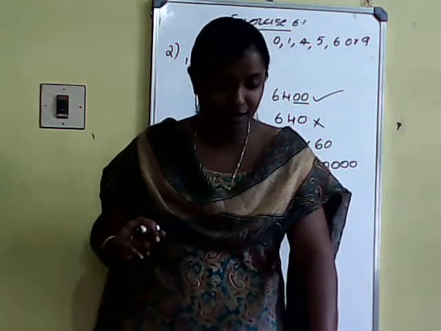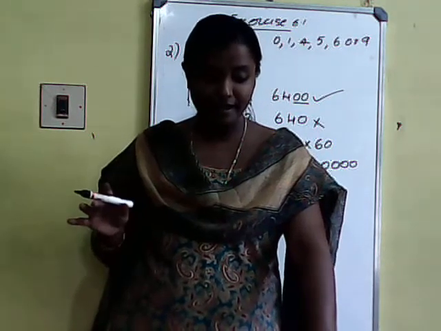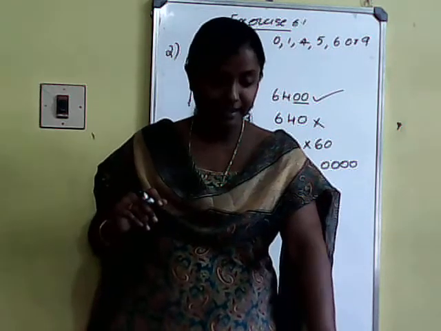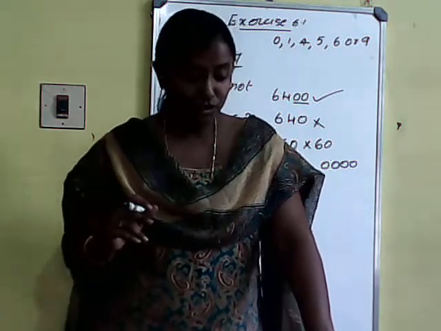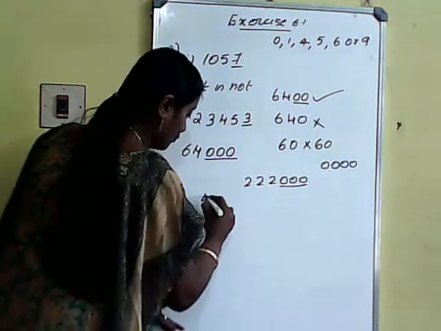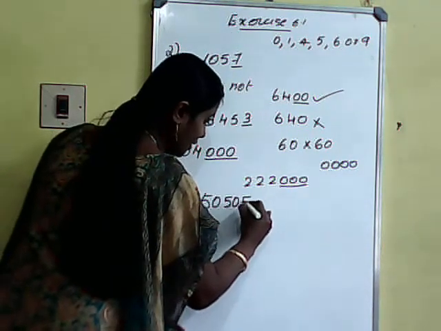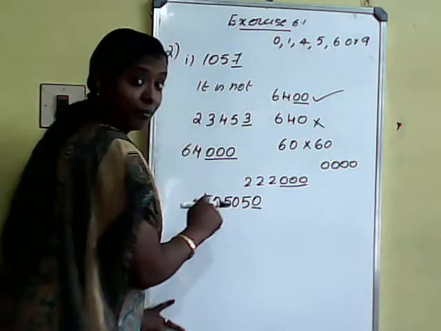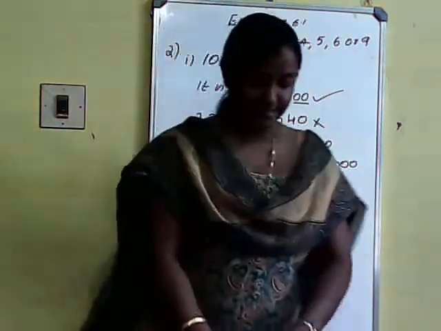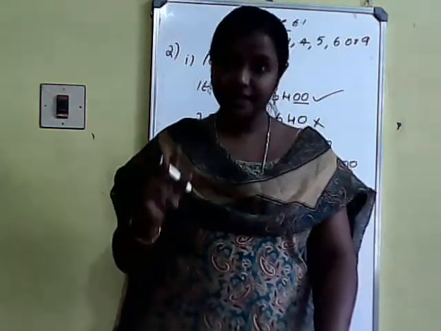Again, the last question. 50, 50, 50. Okay. 5 lakh. 50,050. Okay, that is 5,050. So what will you get? Here only one zero. So it is not a perfect square. Clear? So this is the reason for the second question.